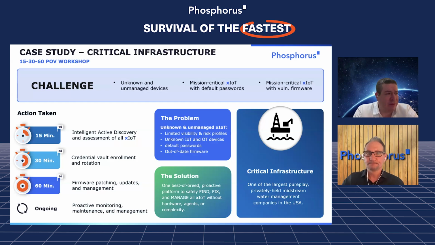Yeah, for this POV, I think they deployed a VM and were up and running in a couple of minutes. In less than 15 minutes, they started to see hundreds of devices, and they pretty much knew immediately these all have the default passwords. We can check these into a password vault. Sorry, I'll pass it back to you.